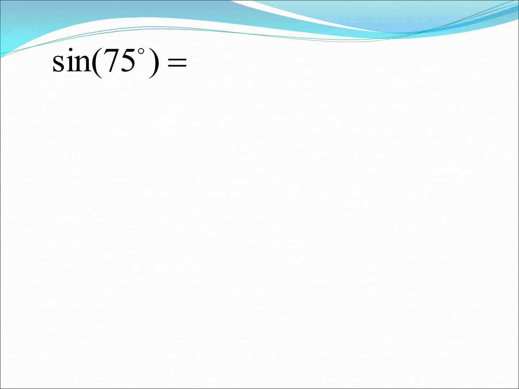Alright, so I want you guys to go ahead and think for a second. We have the sine of 75 degrees, and we need to split that up into two different angles that either add or subtract to be 75. And there's a lot of different ways. So hit pause now and try and think of two angles that either add or subtract to be 75. Alright, so I'm not sure what you came up with, but I came up with 30 plus 45.